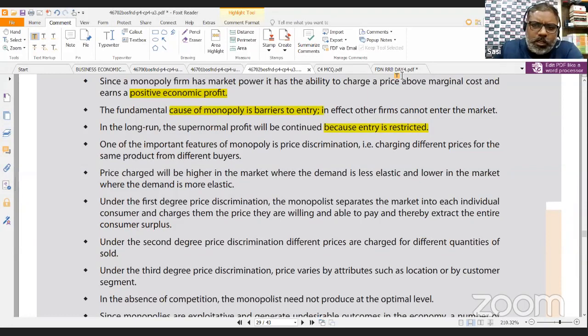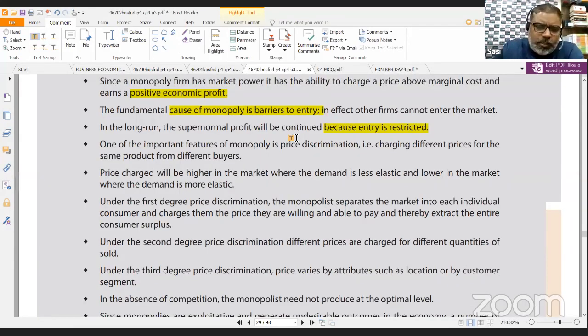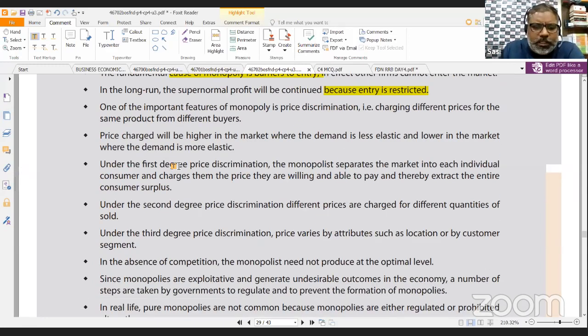In the long run, the perfectly competitive firm cannot earn supernormal profits. It can earn only normal profits. But in case of monopoly, it can earn supernormal profits also in the long run because it has power over the market. That is the difference between perfect competition and monopoly.